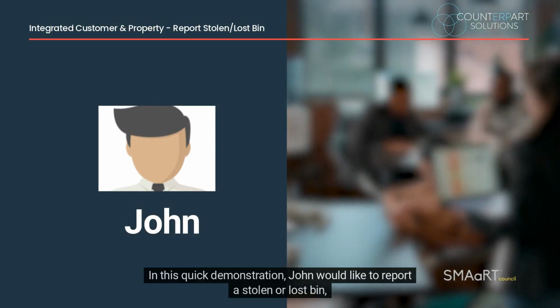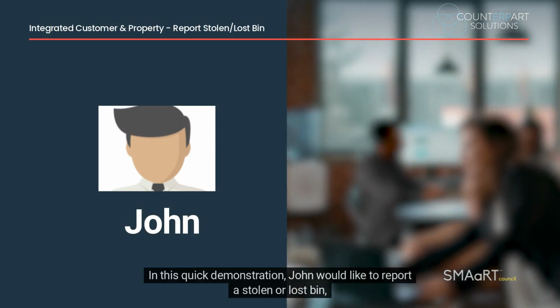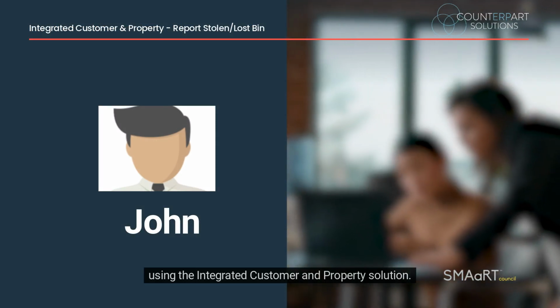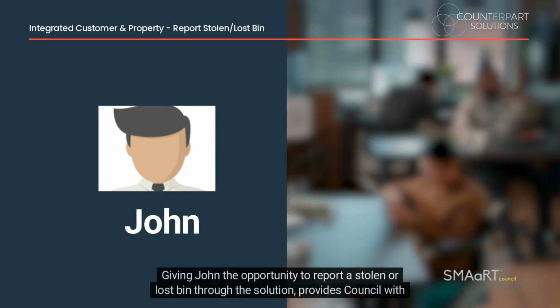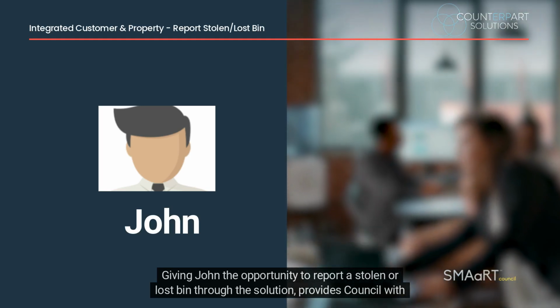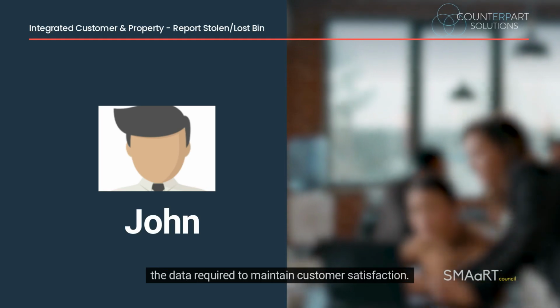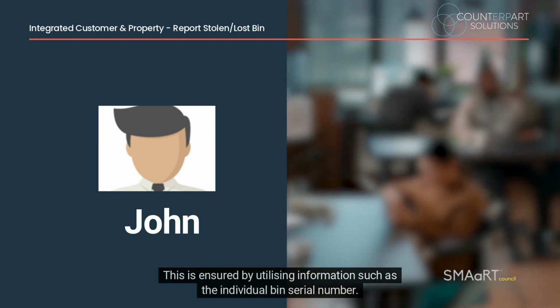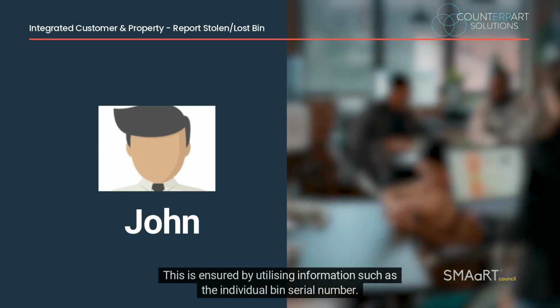In this quick demonstration, John would like to report a stolen or lost bin, using the integrated customer and property solution. Giving John the opportunity to report a stolen or lost bin through the solution provides council with the data required to maintain customer satisfaction. This is ensured by utilizing information such as the individual bin serial number.